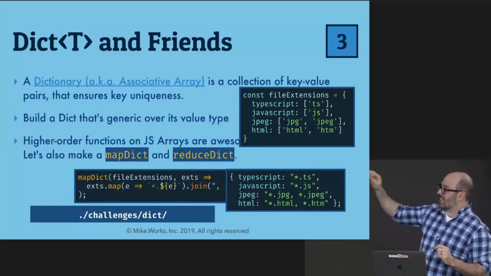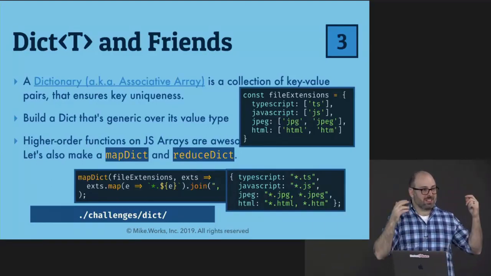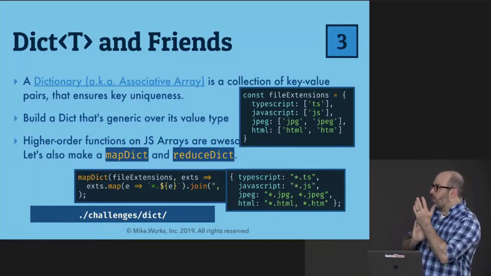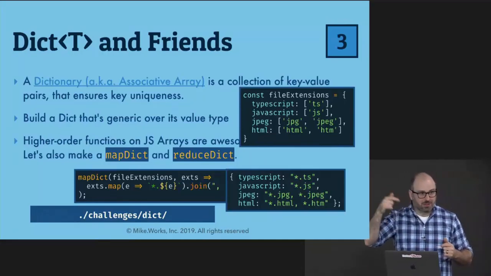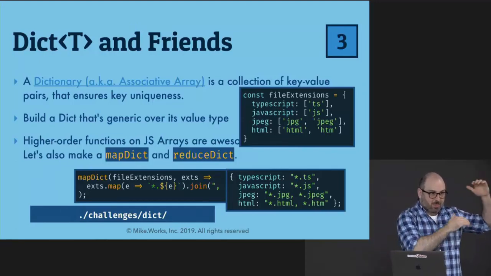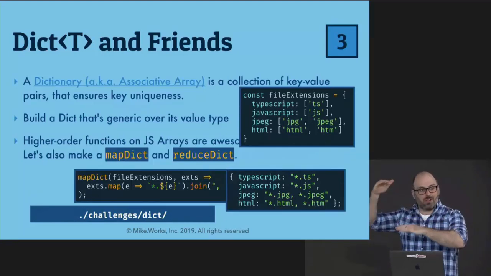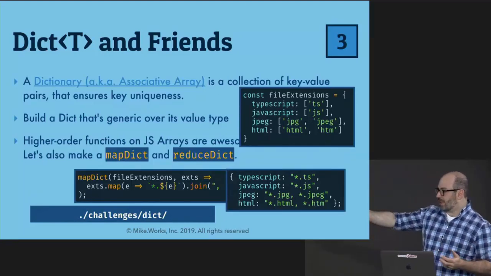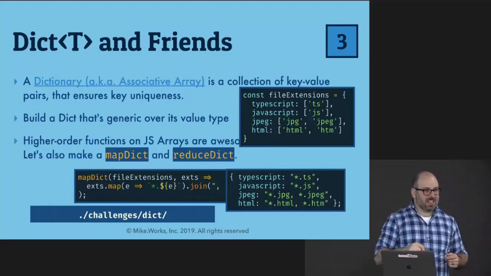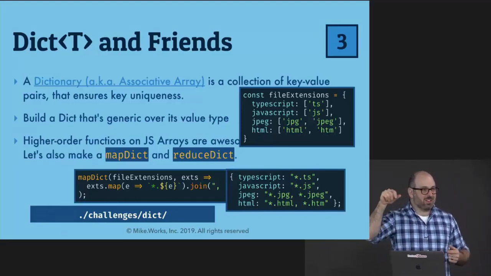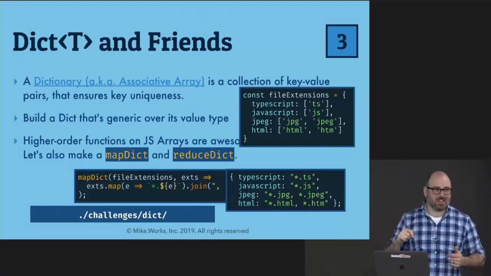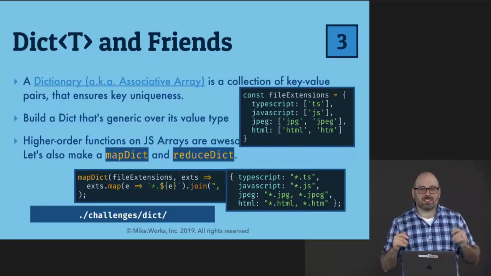We have a file extensions dictionary on the right. We would say this is a dictionary of string arrays, and we want to iterate over the values. If we're talking about mapping, we want to produce a dictionary with the same keys, but with transformed values. So we would get something like what we see in the bottom right. So maybe we're building an open file dialog where we want to list all of the extensions. And it looks like JPEGs and HTML files have multiple extensions that are valid.